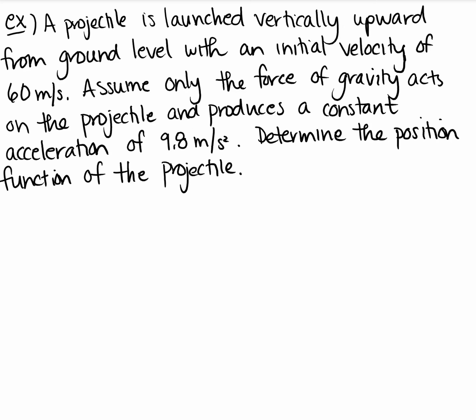If you're an engineering major, which I'm assuming a lot of you are, some probably computer science, this should look familiar to you. You've probably taken physics and talked about acceleration due to gravity, 9.8 meters per second squared, or I believe it's 32 feet per second squared if we're in feet. All right, so determine the position function of the projectile.